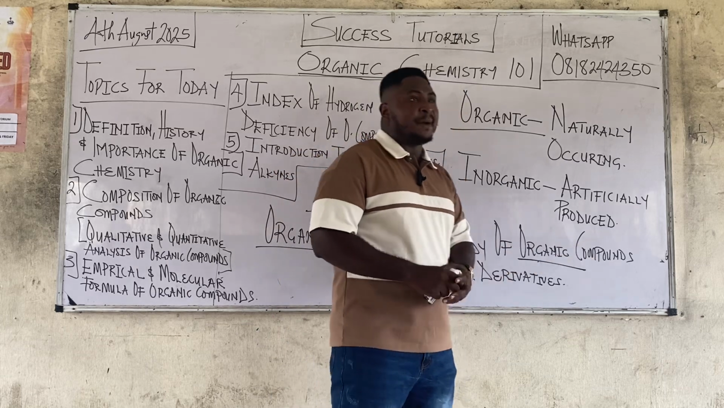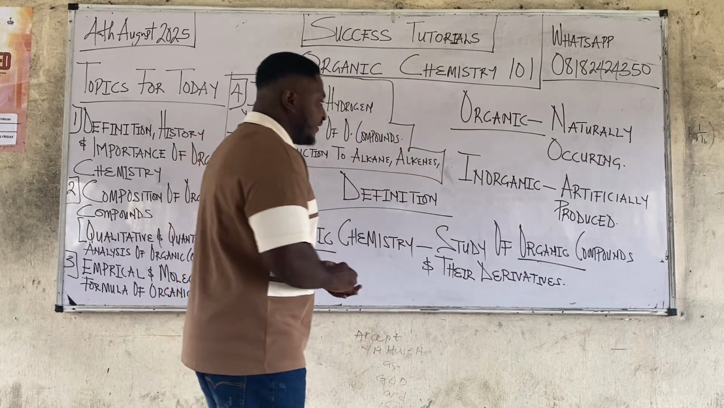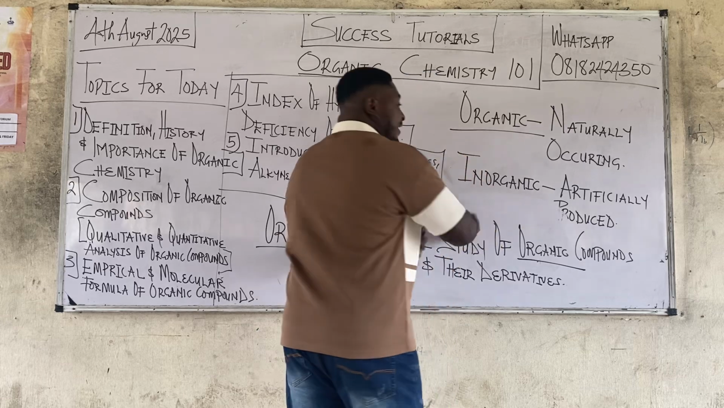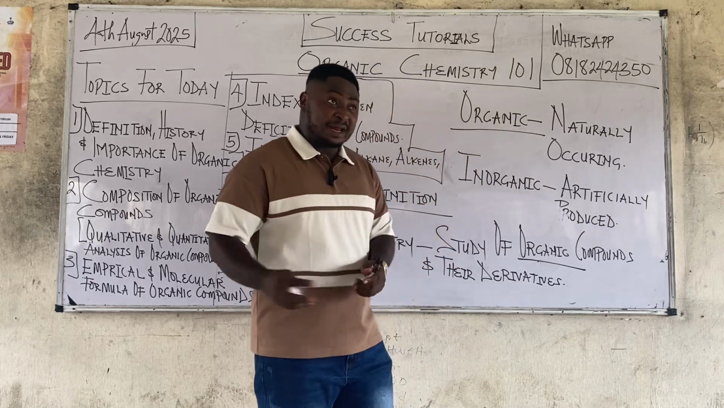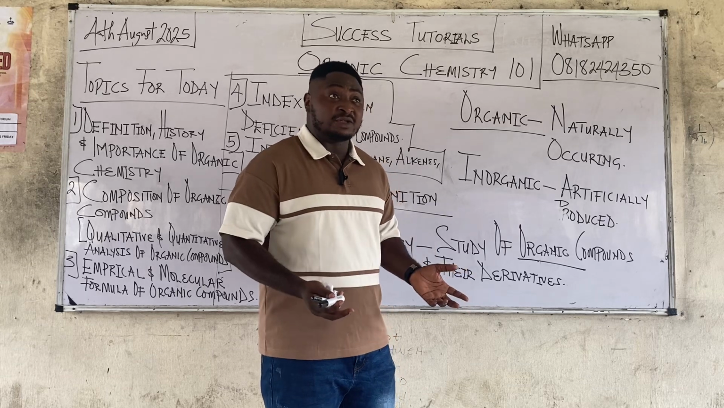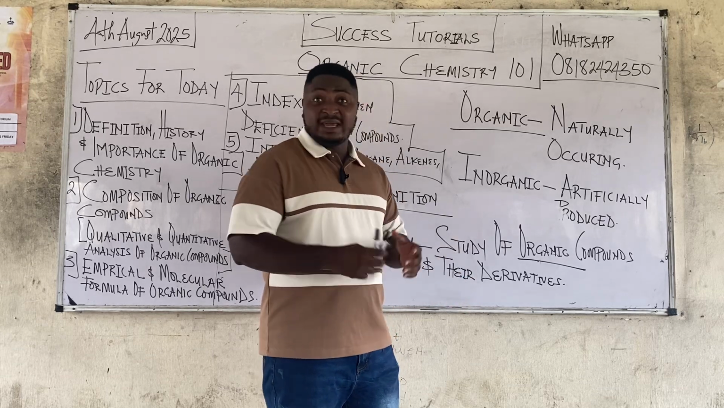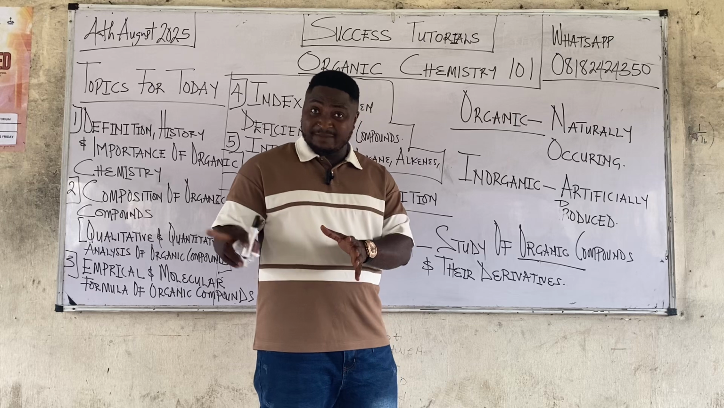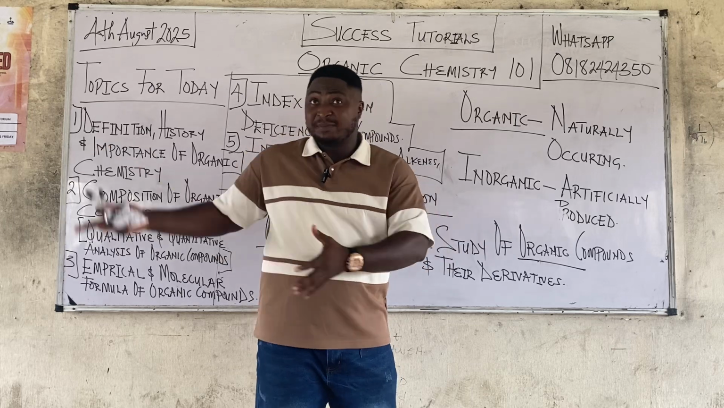Naturally occurring compounds. Please take note of that, very important. That's why if you notice when we were looking at the other part of chemistry, the inorganic part, you see substances like H2SO4, that's sulfuric acid, HCl, hydrochloric acid, and the likes of them. Those substances can be made in the laboratory by scientists.